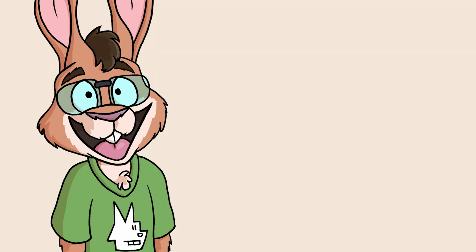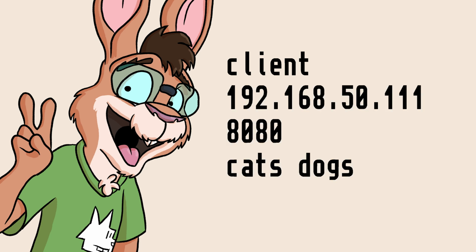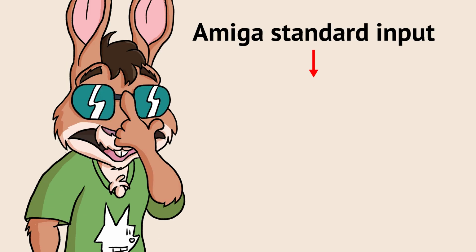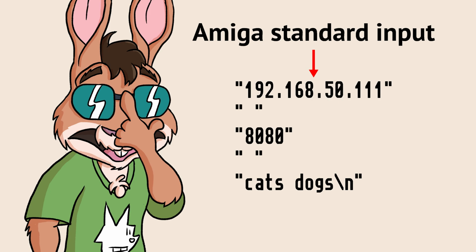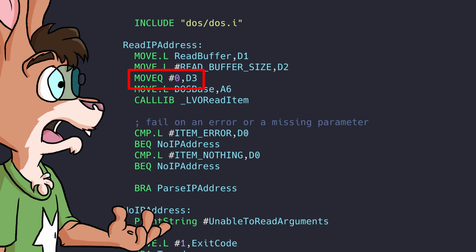Now, it's time to read command line arguments. We'll have two, the IP address and the port we want to connect to, plus any additional words that the user typed in as their message. For this, we'll use the DOS library's ReadItem function to pluck the first command line argument off of the list. Technically, command line arguments in Amiga OS are part of a command's standard input. ReadItem defaults to reading the first word-like thing from standard input and placing it into a buffer, the address of that buffer placed into D1, and limiting that read to a certain number of characters in D2. We'll leave D3 as 0 to read from standard input.